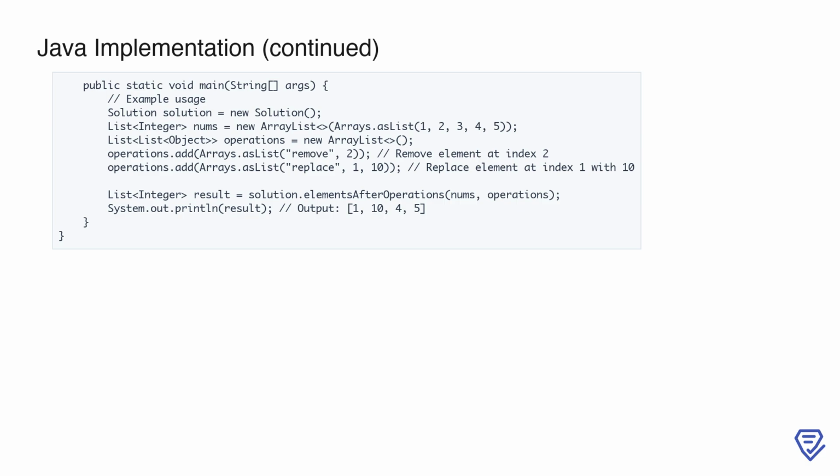As expected, the output here shows 1, 10, 4, 5, reflecting the removal of the element at index 2 and the replacement of the value at index 1. This demonstrates how the method processes each operation sequentially to transform the list accordingly.